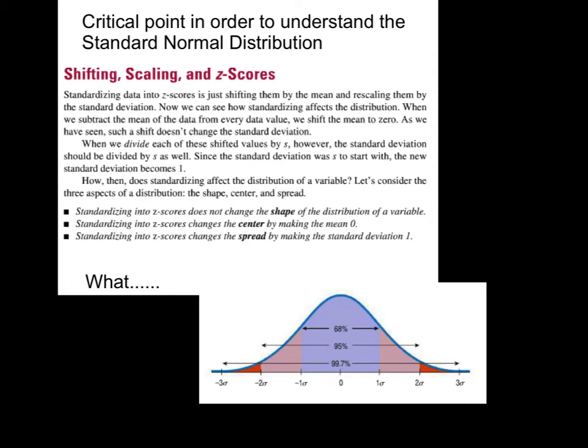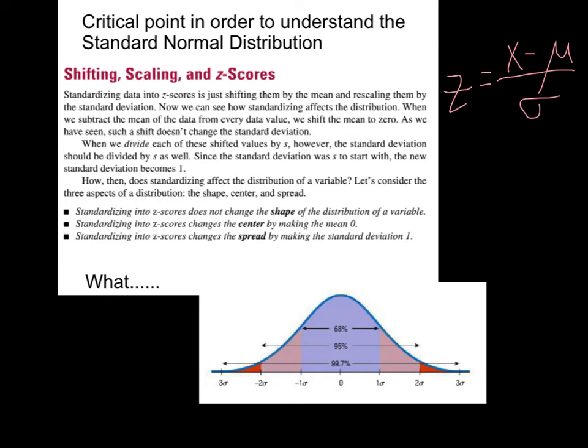Just a few more notes before we move on into the calculations. We take that shifting and scaling conversation, and right in here, this first sentence is really huge. Standardizing data into z-scores is just shifting them by the mean, that's the subtraction of the mu, and then rescaling them by the standard deviation, that's the division part. So that whole z equals x minus mu, that's the shifting part, and then dividing by standard deviation, that's the scaling.